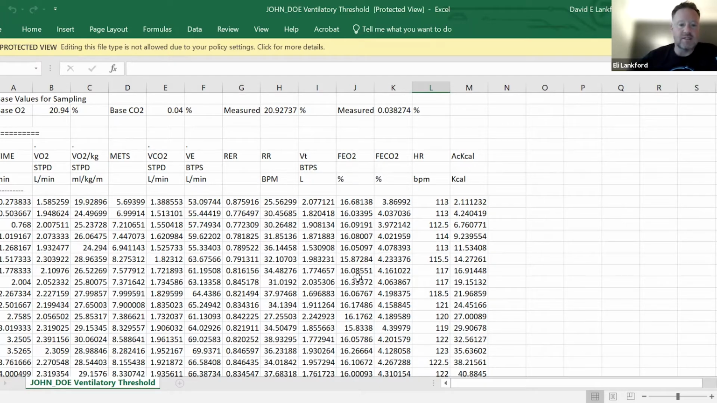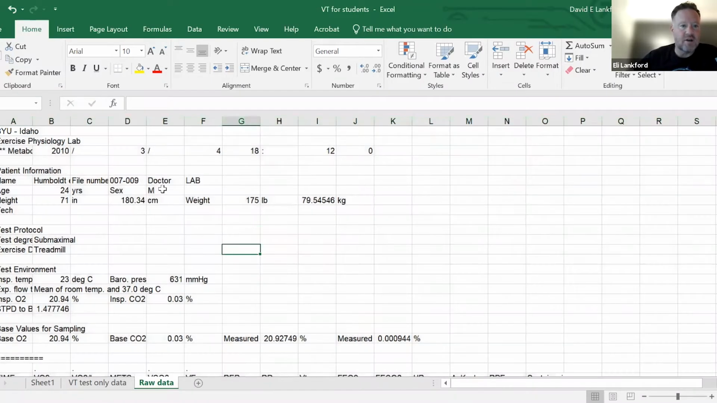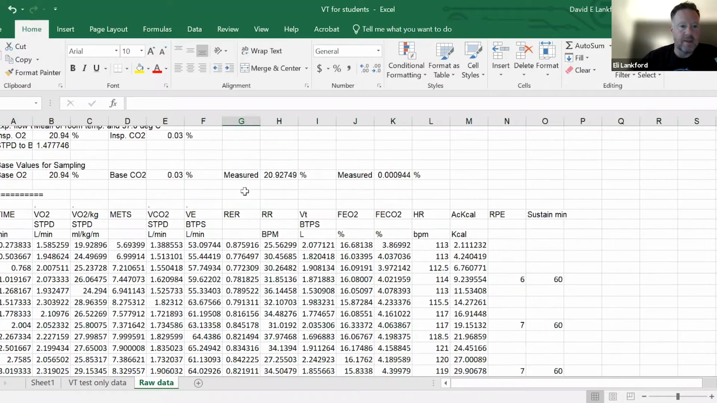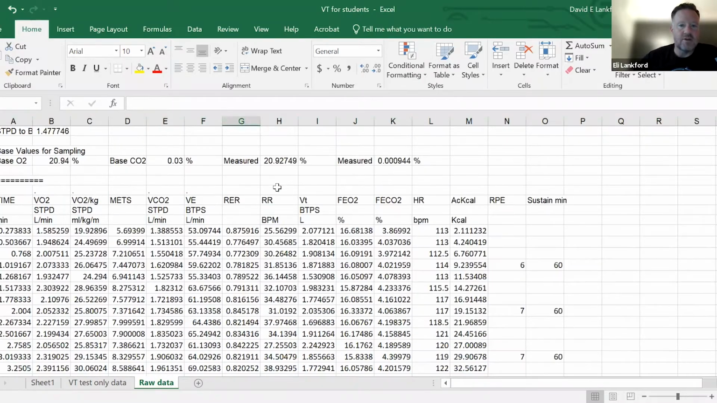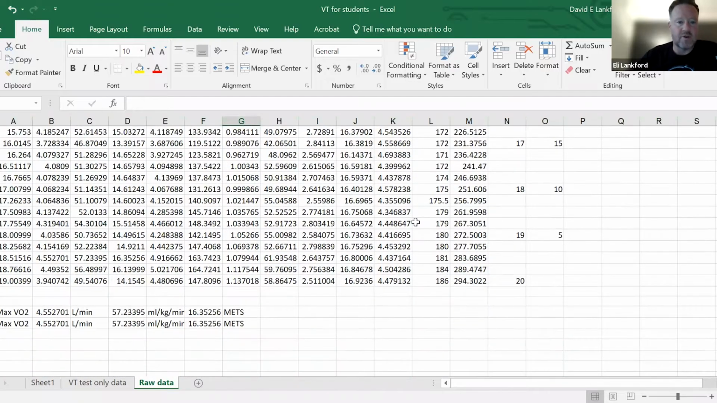So what I do is I get something like this, and then I copy and paste it into my VT folder. Let me make sure that I'm definitely sharing the right one. At the bottom here, it says raw data. I'm just going to copy and paste it right here. Then I'm going to go down and find out where the ventilatory threshold stopped.